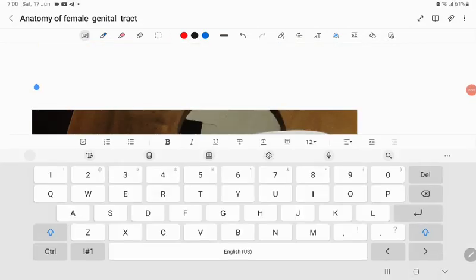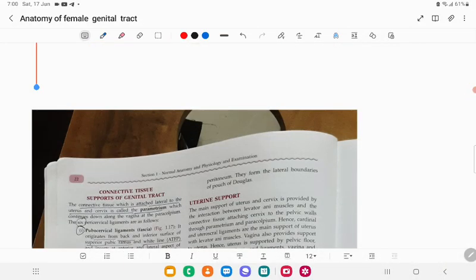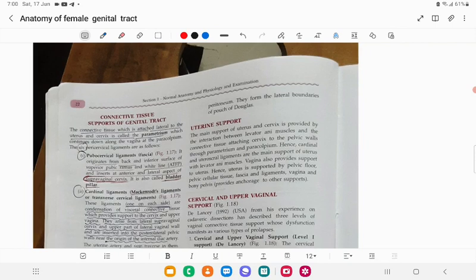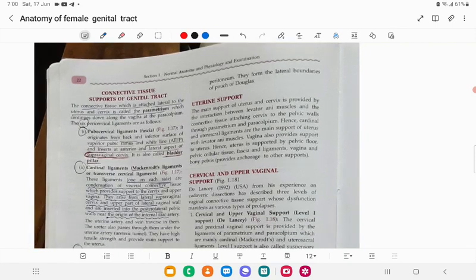Okay. Today we'll talk about the support of the uterus from J.V. Sharma. The connective tissue supports of the genital tract. The connective tissue which is attached lateral to the uterus and cervix is called the parametrium.